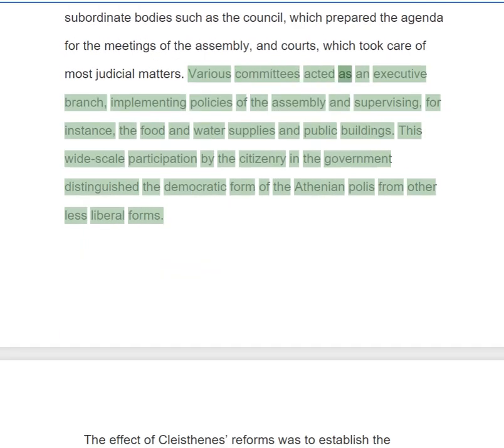Various committees acted as an executive branch, implementing policies of the assembly and supervising, for instance, the food and water supplies in public buildings. This wide-scale participation by the citizenry in the government distinguished the democratic form of the Athenian polis from other less liberal forms.